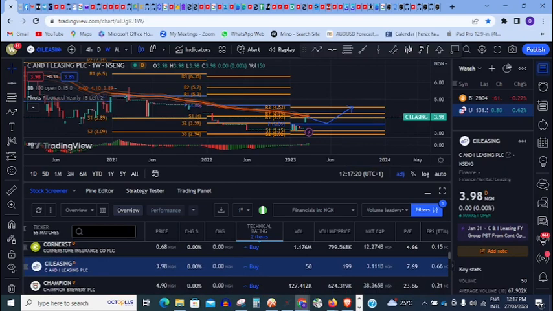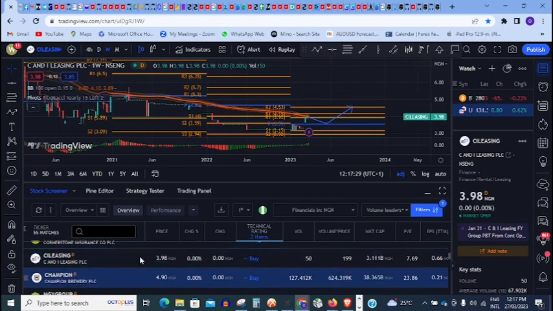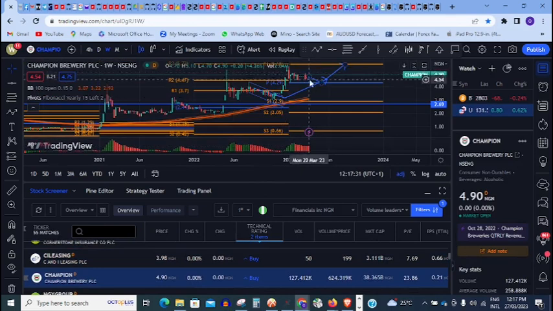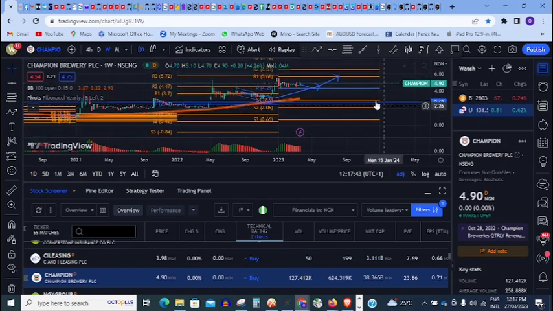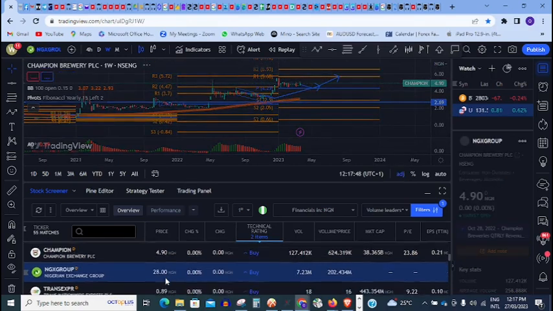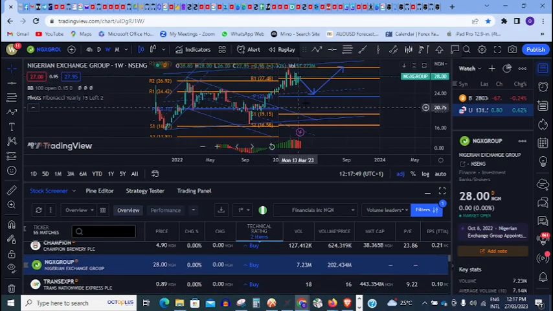C&I Leasing, still valid. If you get entry at 3 naira 47 kobo, that's a profit target at 4 naira 57 kobo. Champions Brewery, if you get entry at 4 naira 23 kobo, you can still take your profit at 5 naira 55 kobo. NGS Group entry, good entry at 24 naira.